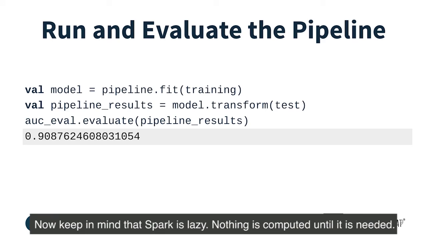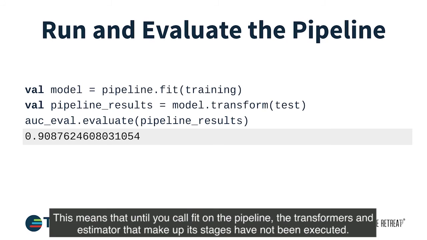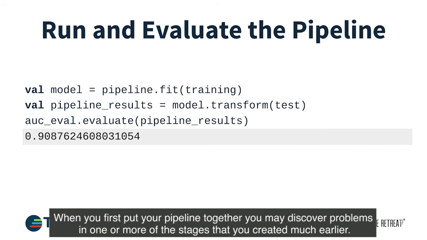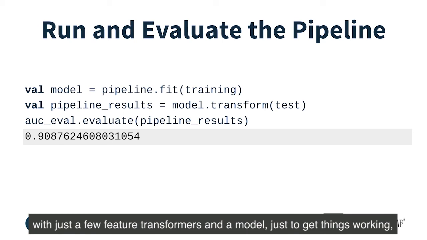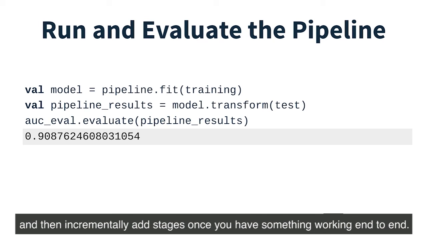Now keep in mind that Spark is lazy. Nothing is computed until it's needed. This means that until you call fit on the pipeline, the transformers and estimator that make up its stages have not been executed. When you first put your pipeline together, you may discover problems in one or more of the stages that you created much earlier. So it's a good idea to first build a very simple pipeline with just a few feature transformers and a model, just to get things working, and then incrementally add stages once you have something working end to end.